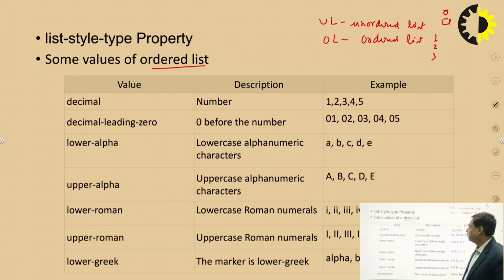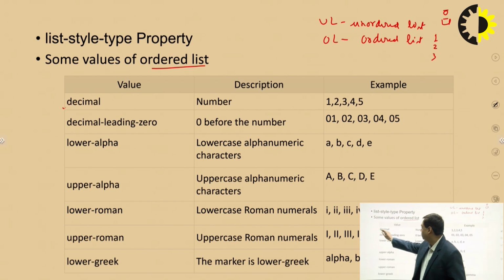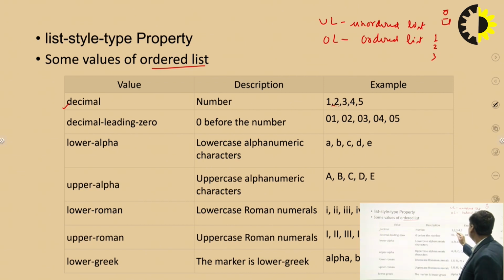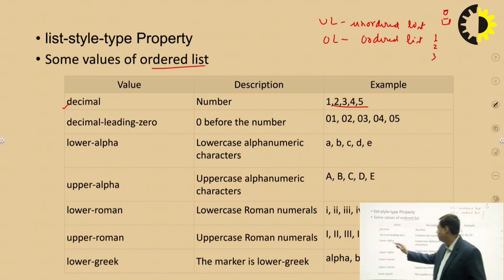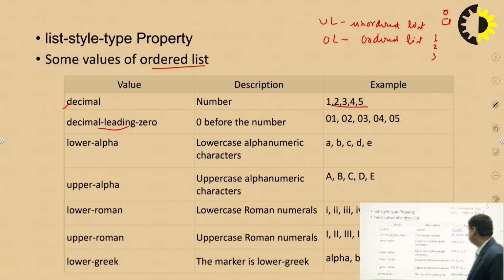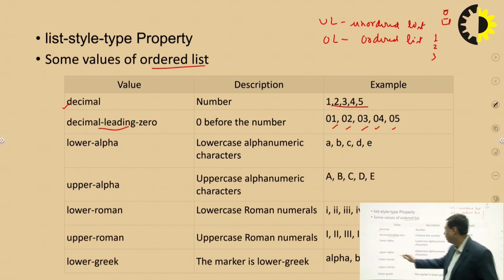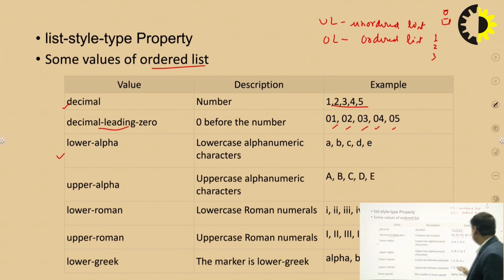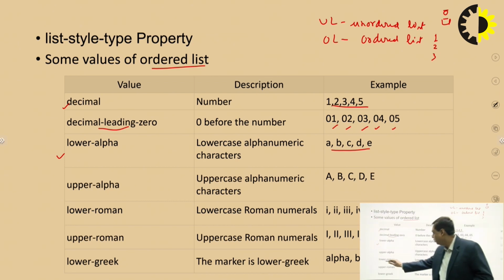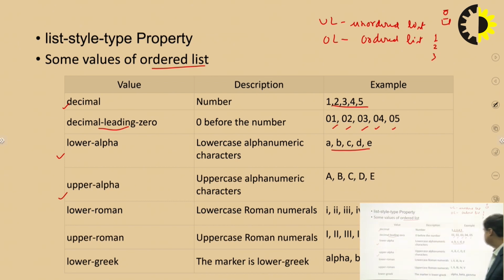If you are taking the list-style-type property equal to decimal, it will display the values 1, 2, 3, 4, 5 like this. If you take the value decimal-leading-zero, it will display the values like 01, 02, 03, 04, 05. If you are using the value lower-alpha, alphabets will be displayed as the listing: a, b, c, d, this way. If you are using the value upper-alpha, the alphabets display in capital letters.